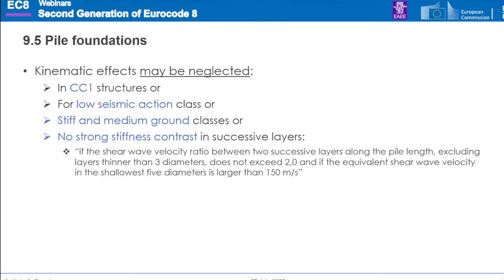Now, in terms of the kinematic effects, those may be neglected for small and not important structures such as CC1, consequence class 1 structures, for low seismic action class, for stiff and medium ground soil categories, and also when there is no strong stiffness contrast in successive layers of soil, which is described as having a shear wave velocity ratio which does not exceed 2 between successive layers.